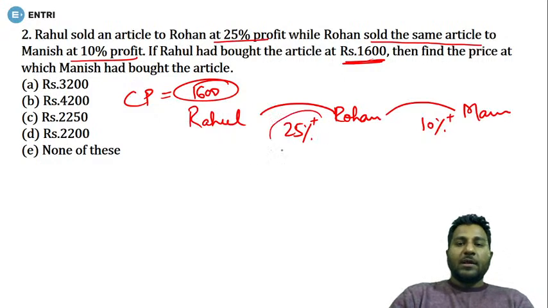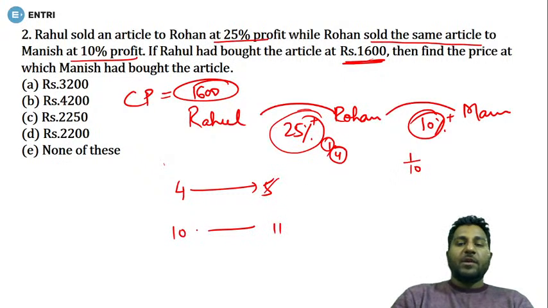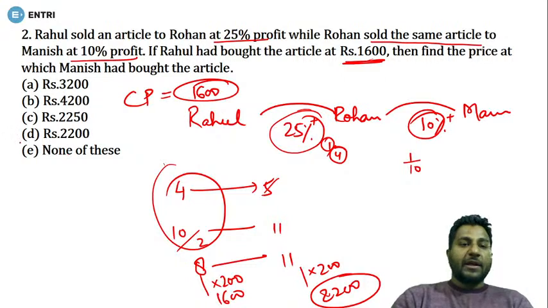Look, it is successive because Rahul sold it to Rohan, Rohan sold it to Manish. That means we have to find Manish's bought price. From 4 we have reached 5 because 25% is 1 by 4. 1 is profit and 4 is cost price. And 10%, 1 by 10, that means from 10 it will be 11. So 5 into 2, that means from 8 we have reached 11. So 8 ratio equals 1600, that means 1 ratio equals 200. So 11 ratio equals 2200. Yes, absolutely correct. D is the correct answer.